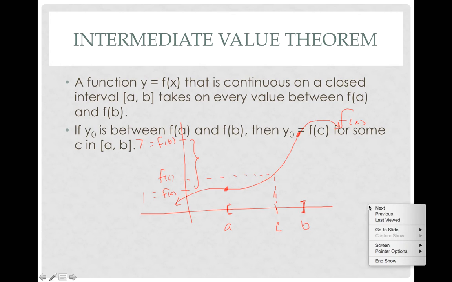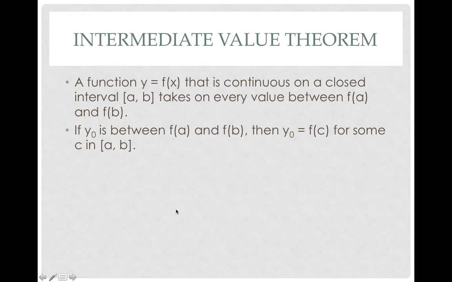So let me erase my graph. I'll draw it a little bit better here in a minute if I need to. So if y0 is between f of a and f of b, then y sub 0 is equal to f of c for some c. Okay, so I said it backwards. I always accidentally do that.